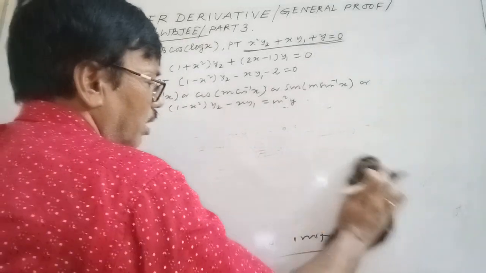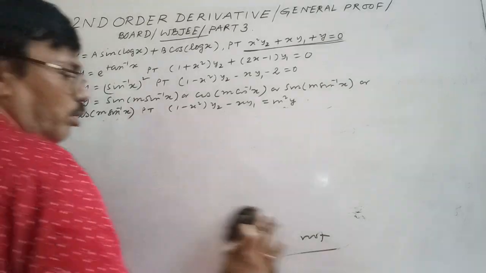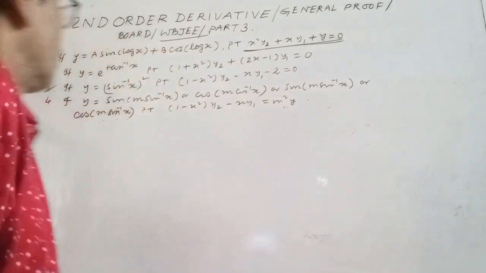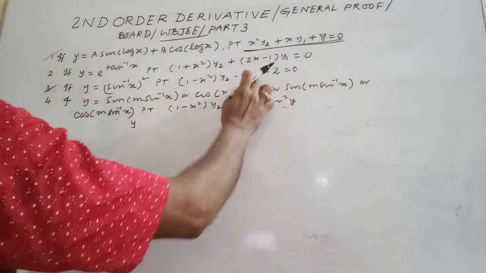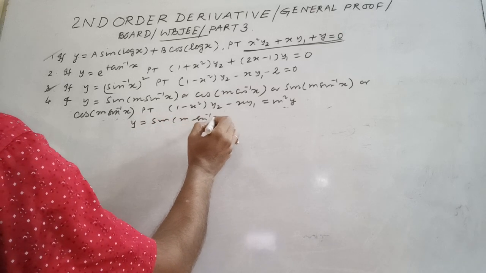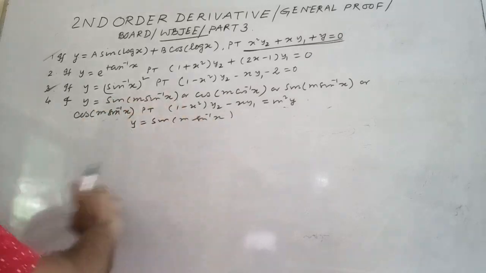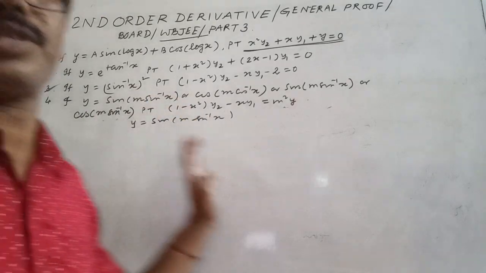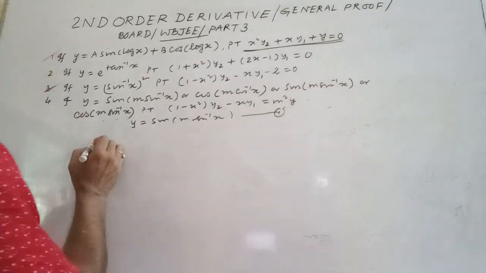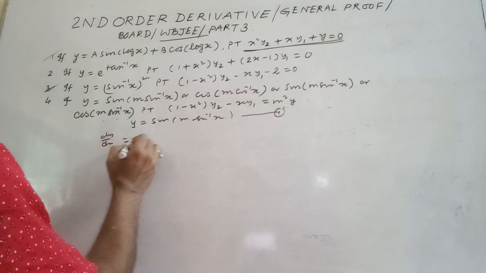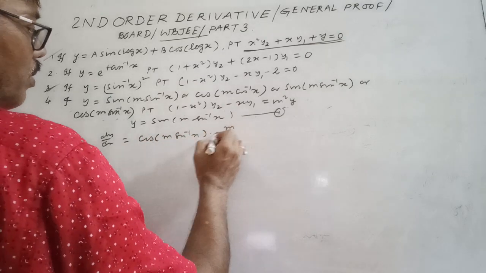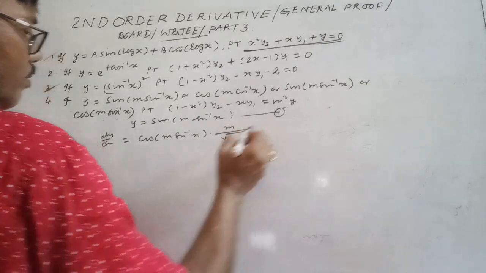Next, problem number 4. y equals sine m sine inverse x. In all cases results are the same. If m is not present, this will be x. Due to presence of m, you cannot simplify it. So this is our 1. So dy dx is cos m sine inverse x into derivative of m sine inverse x, which is this one.